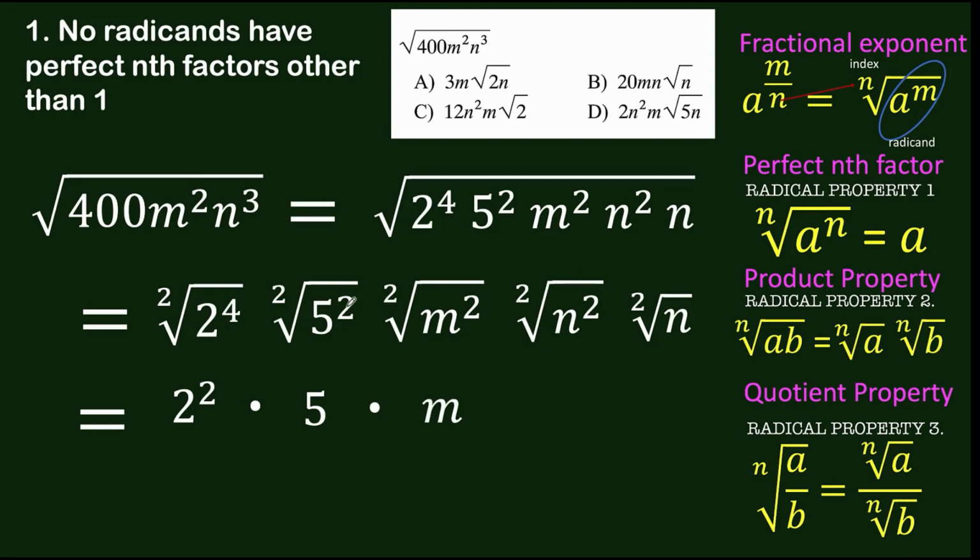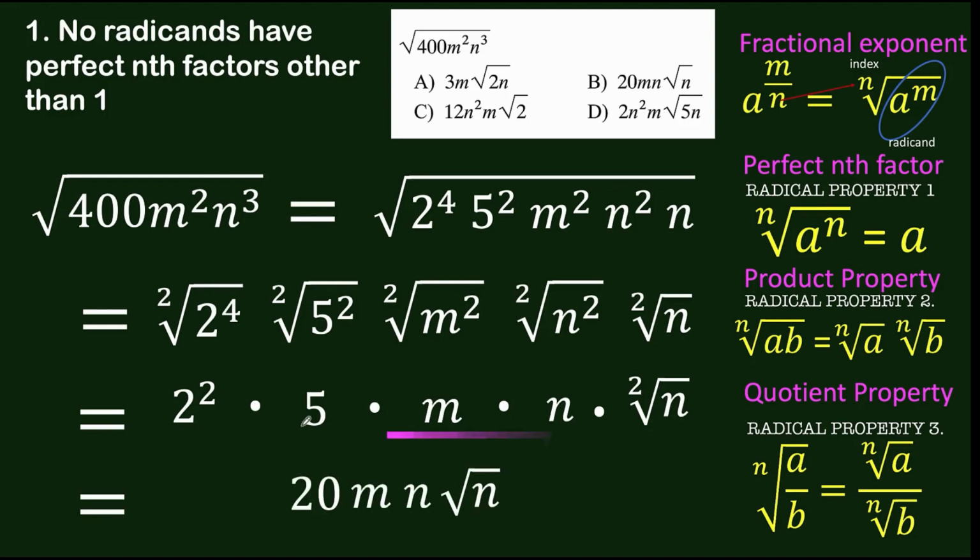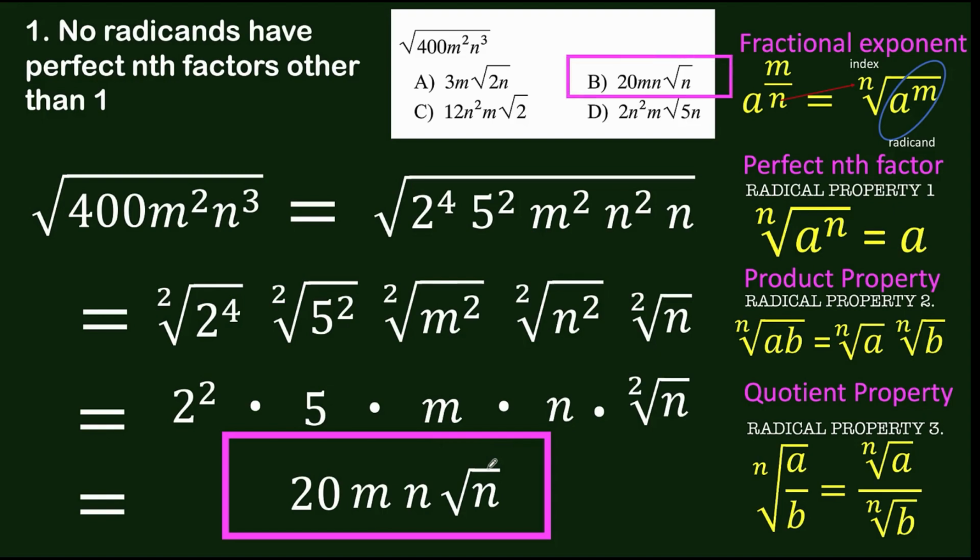The same explanation applies for m and n. But for the square root of n squared, there's nothing that we can do to simplify it, so we just copy it. Then, we multiply what can be multiplied. 2 squared is 4 times 5 is 20. M times n is mn, and copy the square root of n. This is now our simplified form that we can use when performing addition or subtraction of radical expressions. So, the answer is letter B.